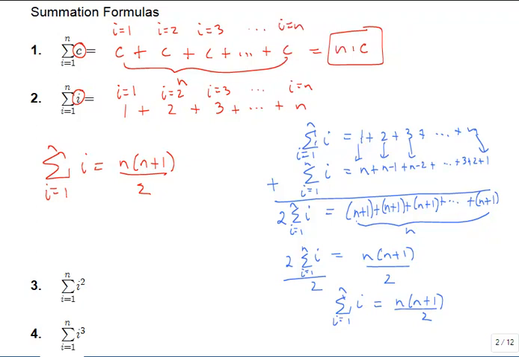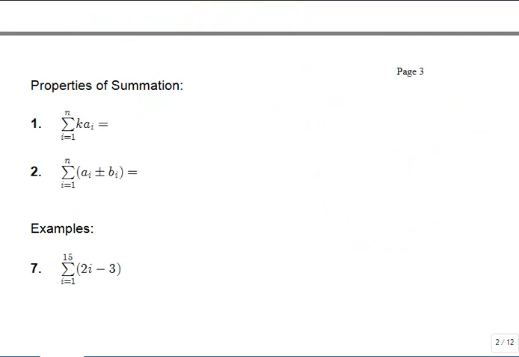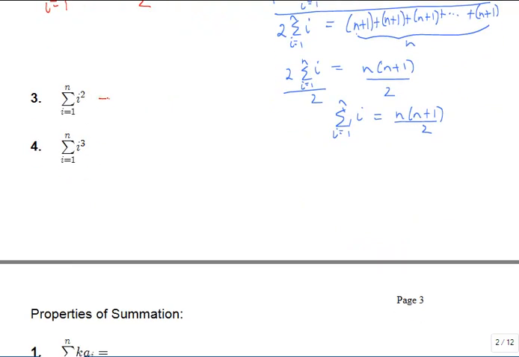Now the rest of these formulas that I'm going to give you can also be proven. We're not going to spend time doing it right now. I'm just going to tell you what these formulas are. So this is the sum of the squares, and this is the sum of the cubes from 1 to n. The formula for the sum of the squares, so this would be like 1 squared plus 2 squared plus 3 squared all the way up to n squared, is n times n plus 1 times 2n plus 1 all over 6.